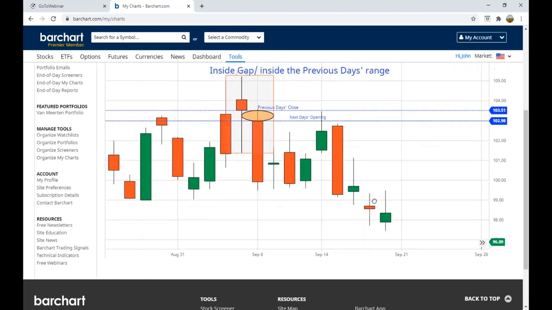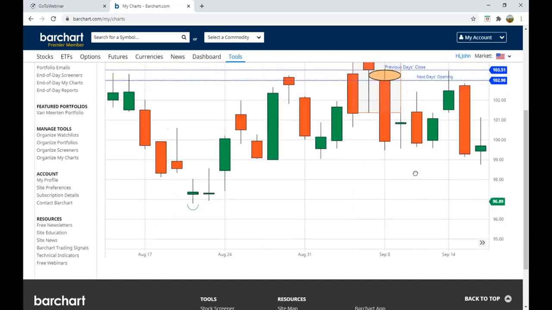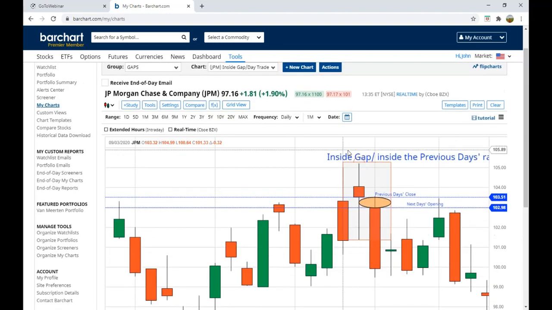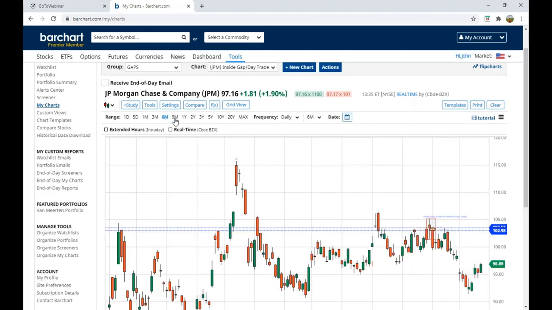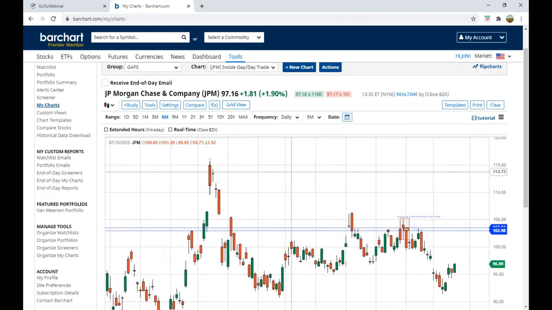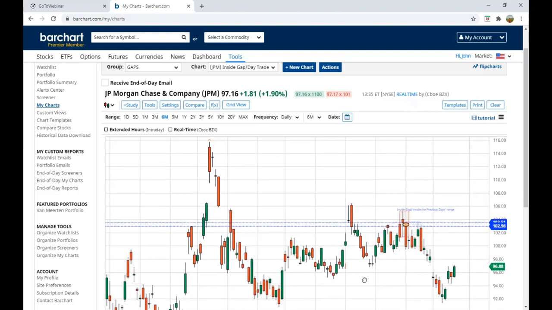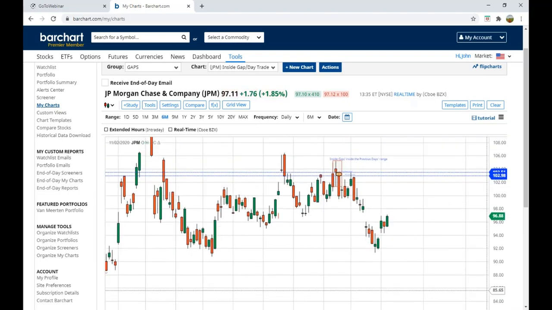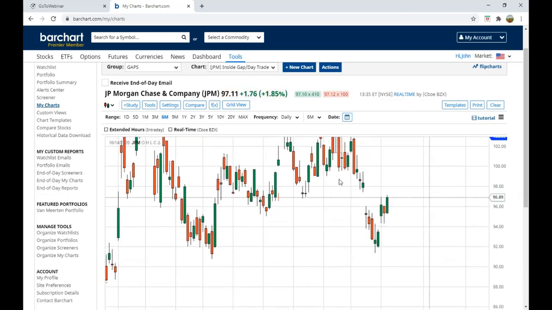All right. I think there was another inside gap. Let me go back to a different time frame here. Yeah, there it is. Here was a gap. Here's where the market closed. Here's where it opened. This gap, this large gap, was inside of the previous day's range.